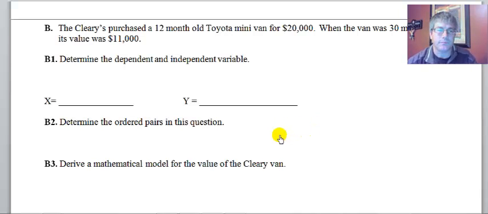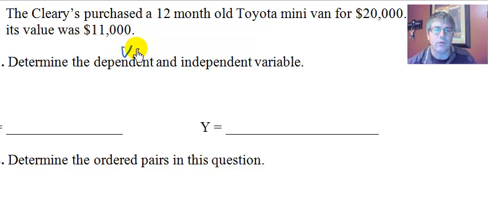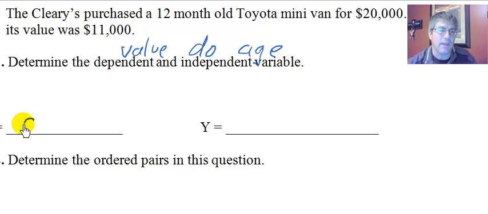Let's do another example. Cleary's purchased a used Toyota minivan, a 12-month-old Toyota minivan for $20,000. When the van was 30 months old, its value was $11,000. Determine your dependent and independent variable. Okay? Well, the value depends on the age. Okay? So in this case, if the value depends on the age, my independent variable is time, or the age of the van, or months.